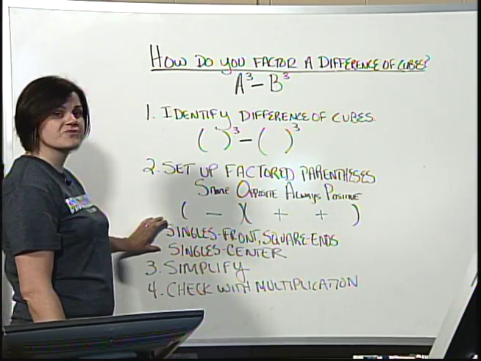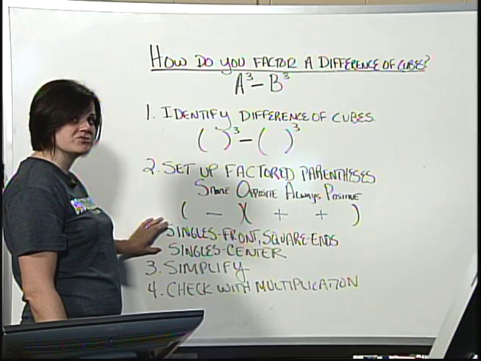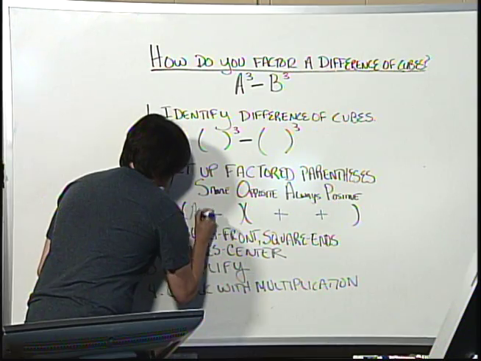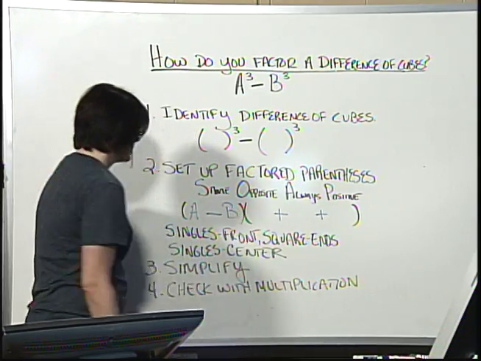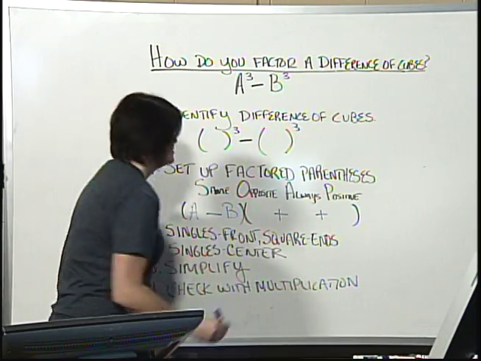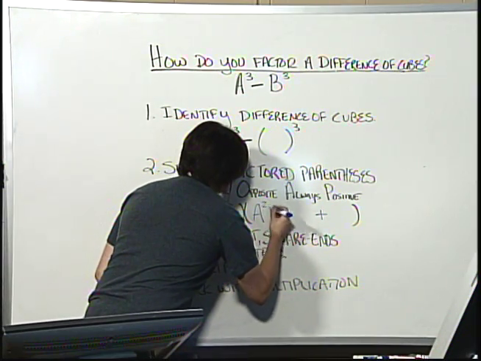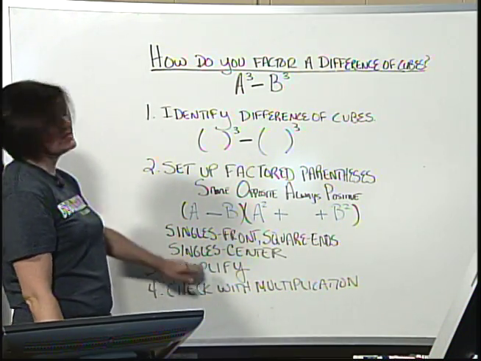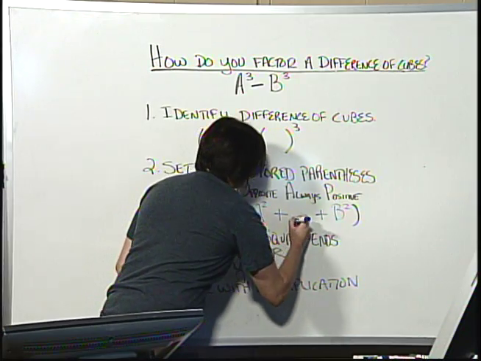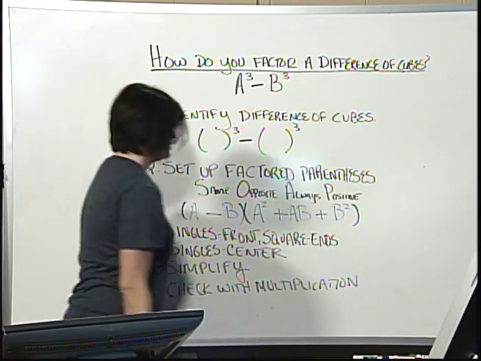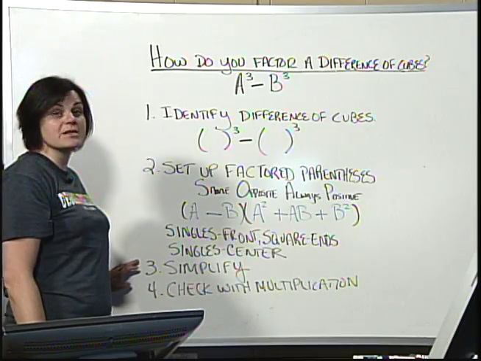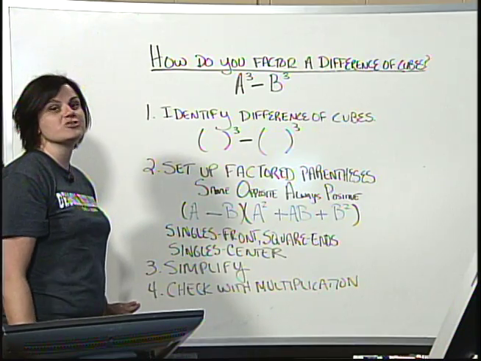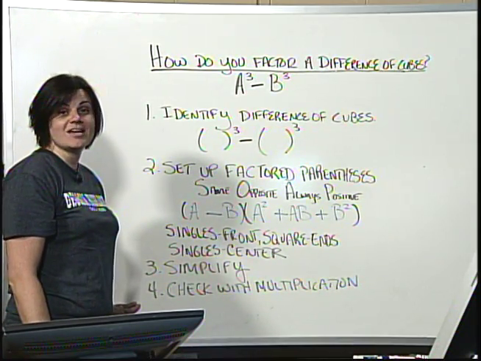The same thing goes for how you place those monomials or integers into your set of parentheses. Singles out front, a minus b, square ends, a squared and b squared. And then we have singles in the center, and it's a product, a times b. Finally, we'll simplify both sets of parentheses, and then we'll check with multiplication. Now let's take a look at an example.